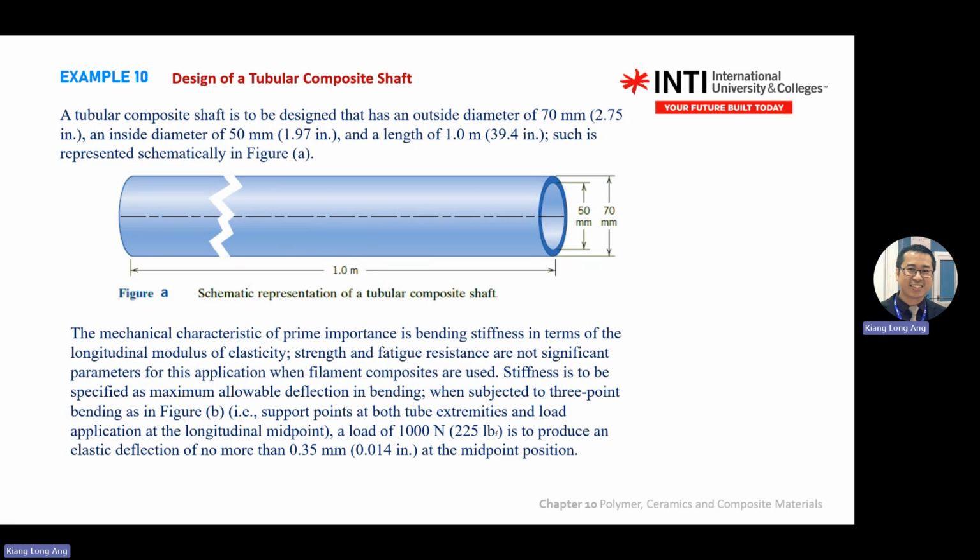So he asks you to do bending, stiffness, and this one you need to recall what you learned in your statics. You already took your statics, right? In statics, you learn bending, all these things. This question is a bit complex. This question is a design question. So given stiffness, specify the allowed deflection in bending, subject to 3-point bending. And the load is given to produce elastic deflection not more than this. So this one is more towards a final exam question. We combine mechanical properties and the composite chapter together.